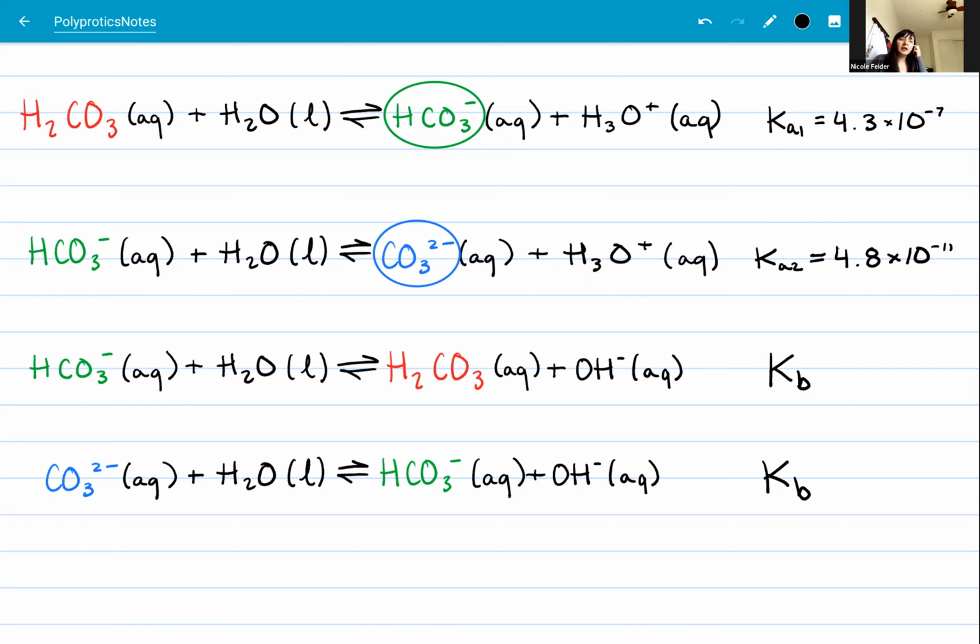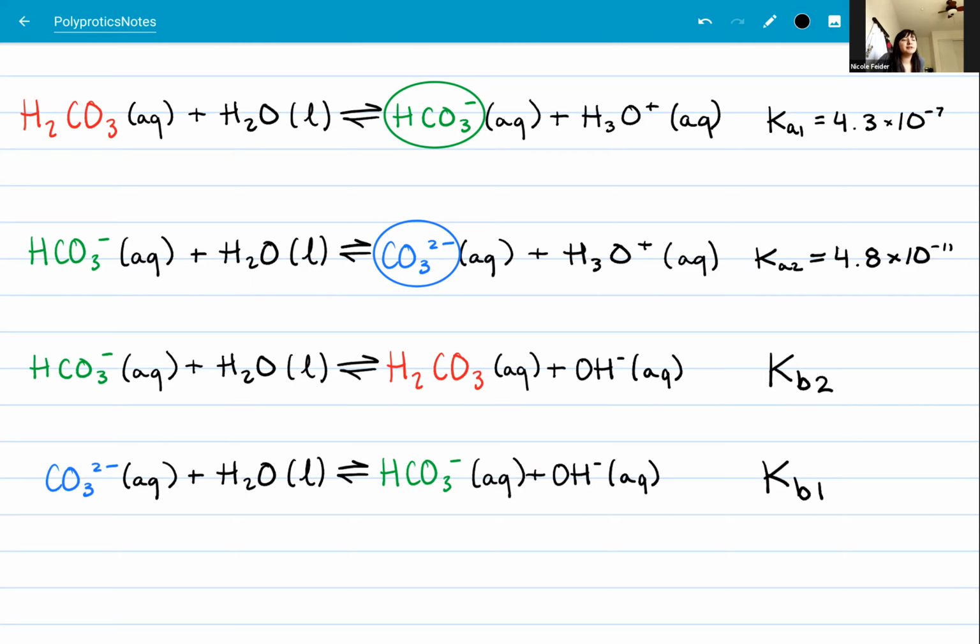Just like before, where Ka1 corresponded to the first proton leaving, now Kb1 will go with the equilibrium for the first proton being added to the fully deprotonated base. And in this example, that's the reaction with carbonate. And Kb2 will belong to the second proton being added. So that's the one that I have written up here of HCO3 minus reacting with water. So even though the acid equilibrium with carbonic acid goes with Ka1, the base equilibrium producing carbonic acid has Kb2.